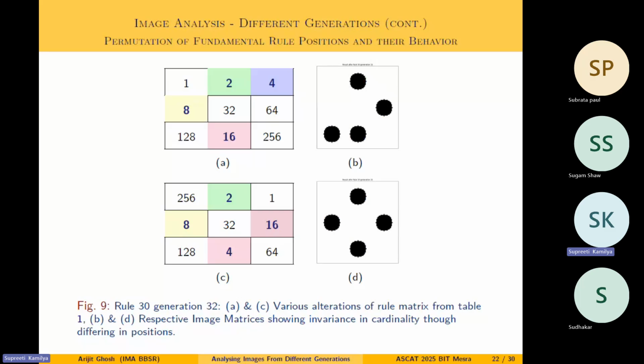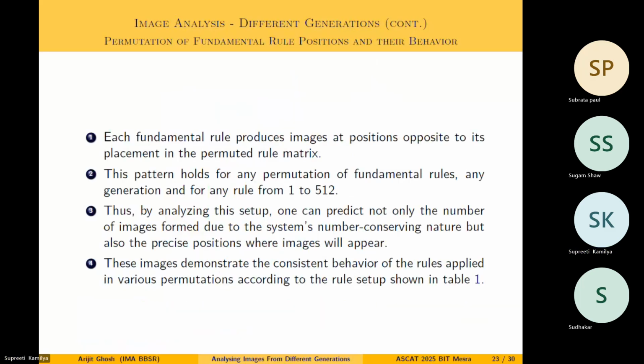Now where are the images being formed? Due to rule 2, its image will be formed opposite to it, that is at the position of 16. So there the image will form due to rule 2. Rule 4's image will form opposite to it, that is at the position of 128, and so on. If we do the permutation again, we will still get the same number of pixels due to rule 30, but their positions will differ.